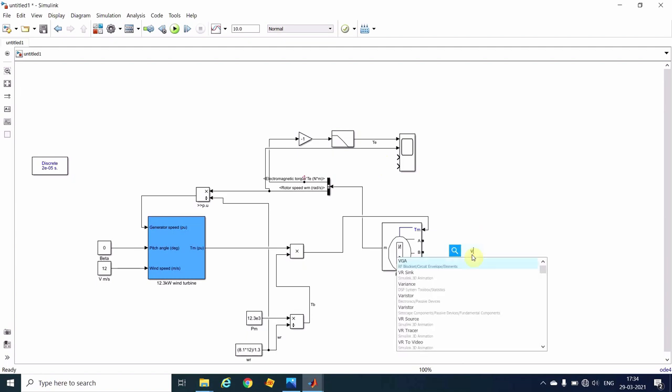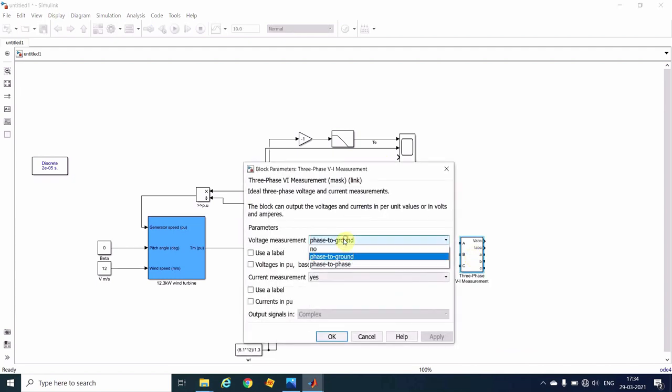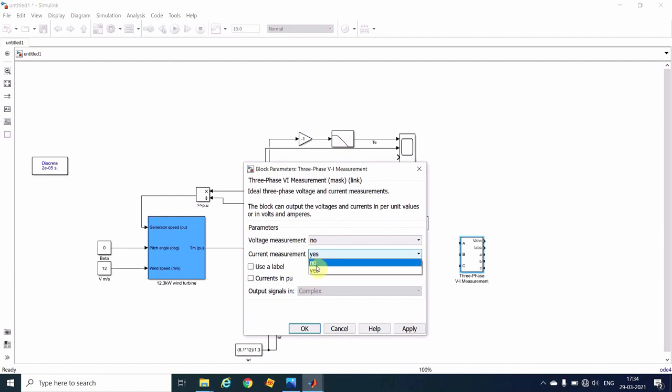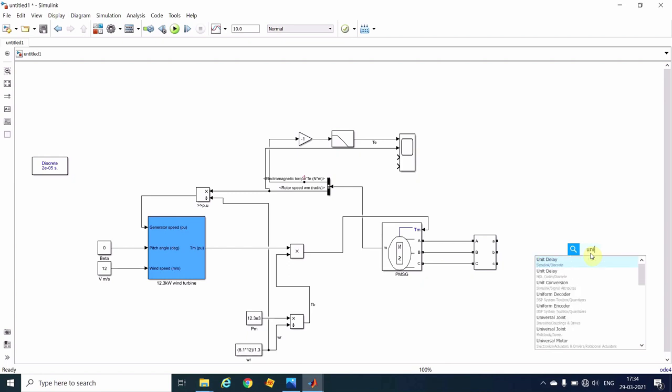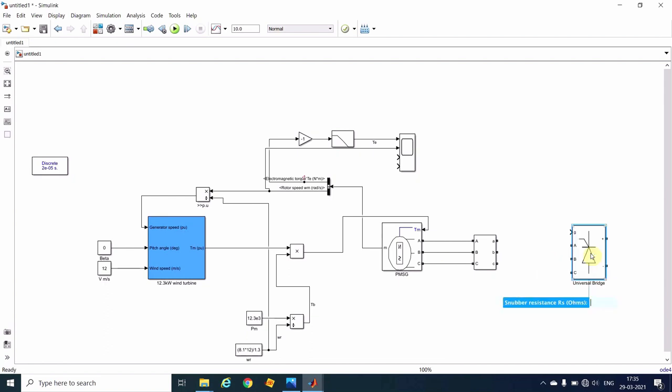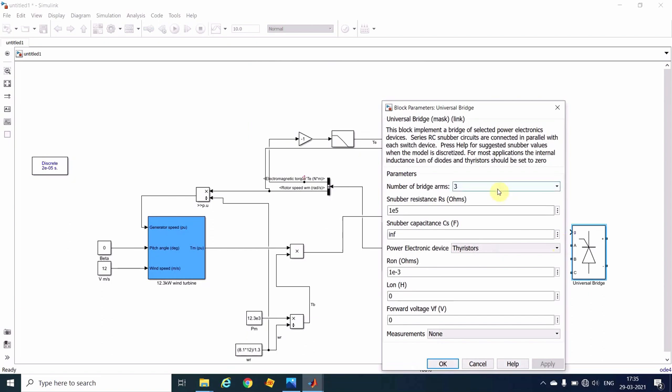Now we need a VI measurement, and here I will take no measurement. Now I need an AC to DC converter, so I will use universal bridge. I will use diode bridge.